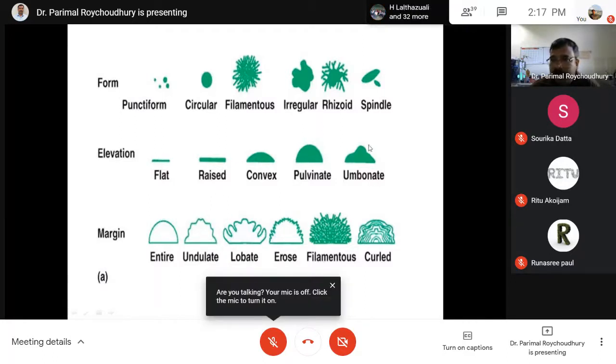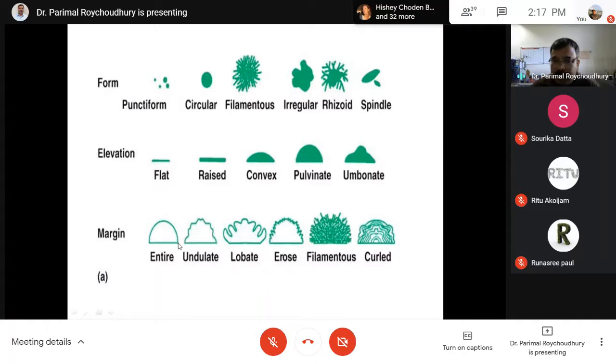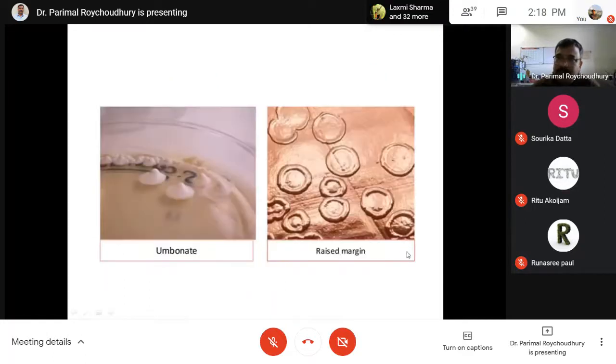Then there is the umbonate shape, and the margin of the colony. Some colonies are very clear cut, smooth, round, just like a complete geometric shape, whereas there are many with very irregular edges, what we call filamentous and curled. These are characteristics of the organisms. If you compare, this is one bacterium where you can see a raised rim and a depression, with the center part elevated. This is what we call a raised margin, and this is an umbonate type.